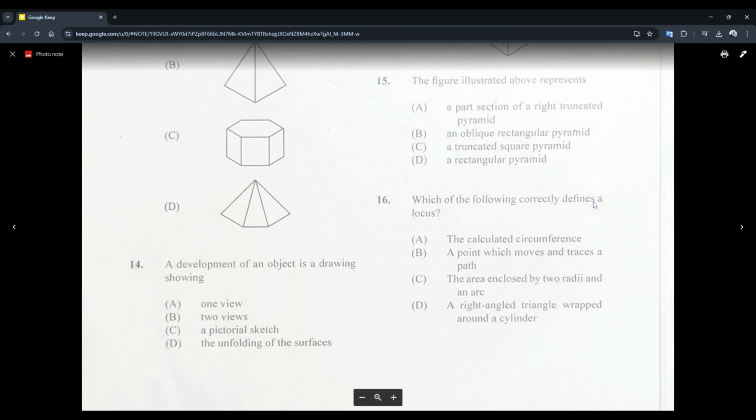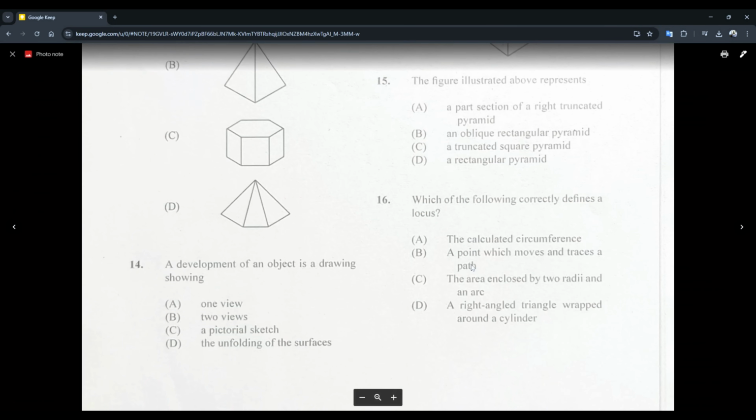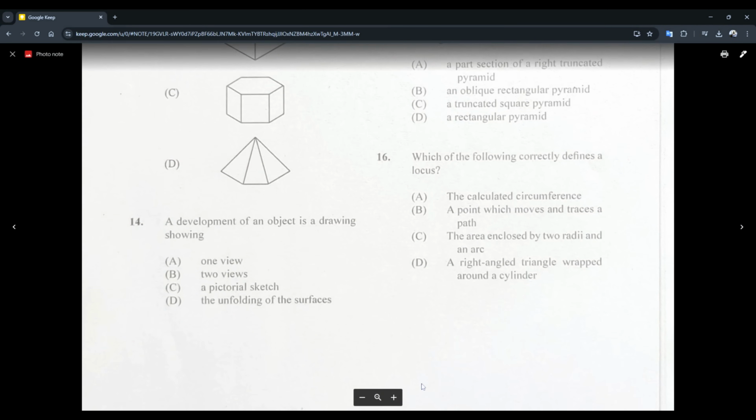And which of the following correctly defines a locus? The calculated circumference, a point which moves and traces a path, the area enclosed by 2 radii, a right-angled triangle. B, a point which moves and traces a path. B, number 16B.